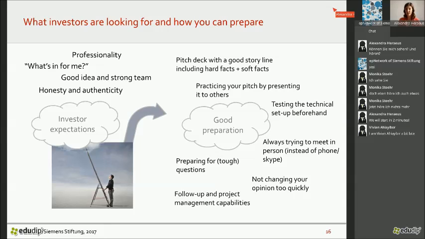Try to meet in person instead of by phone. Also, not always possible, but something you should try to do, because this personal interaction, as you know, always has a better impact and is a big trigger to a positive outcome. Preparing for tough questions is something we will look at on the next page. And two more points on the follow-up and project management capabilities.